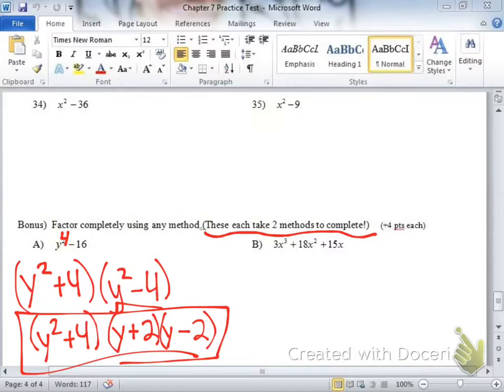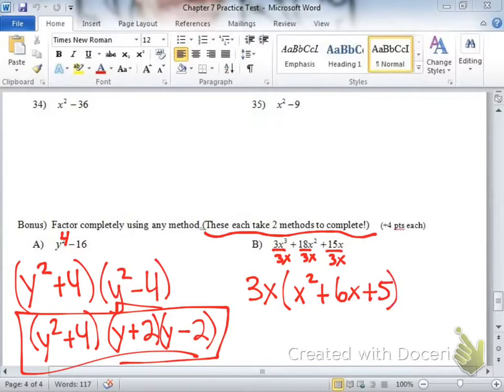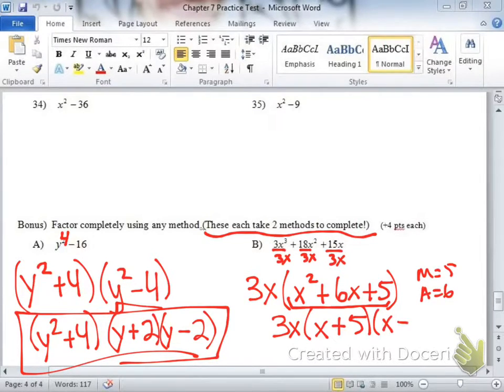The next one is actually a GCF and an MA put together. So 3x is the GCF. When you divide each term by 3x, you get an x squared plus 6x plus 5 with the 3x in the front. Don't forget the 3x in the front. Then you could do MA method in the parentheses. See how this is an MA? Multiplies to 5, adds to 6. And the way you do that is x plus 5, x plus 1.